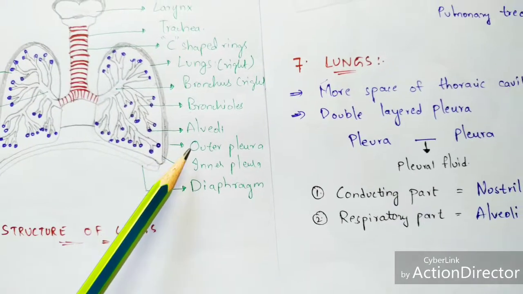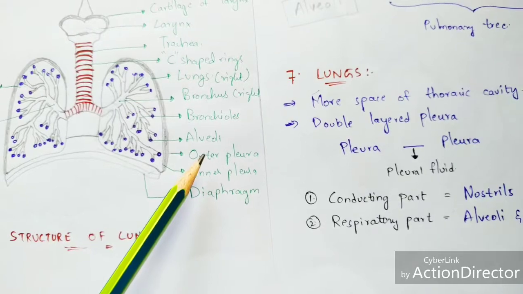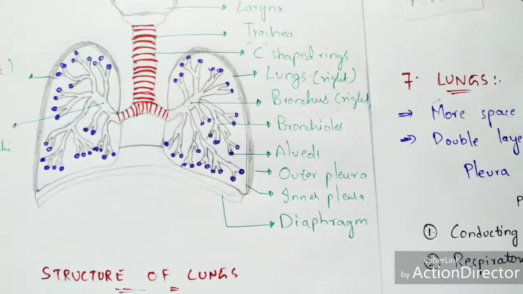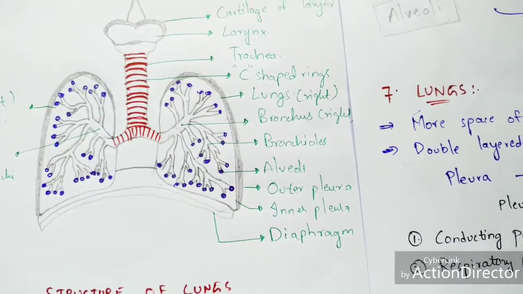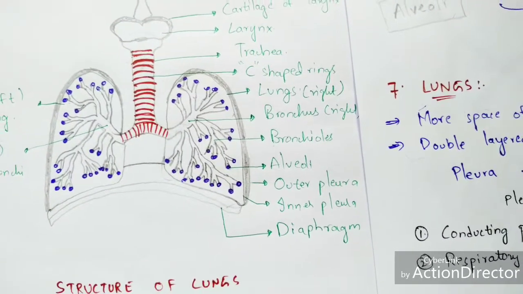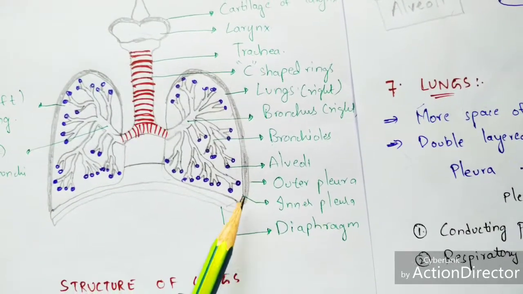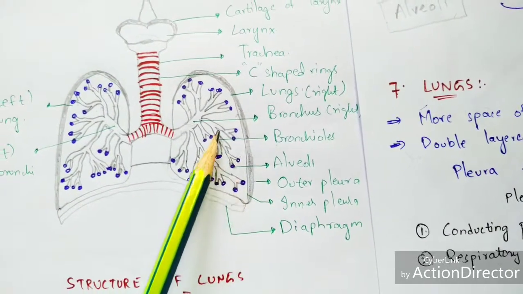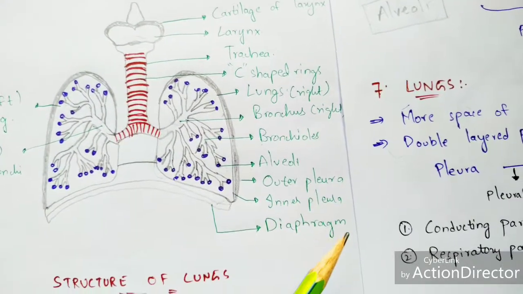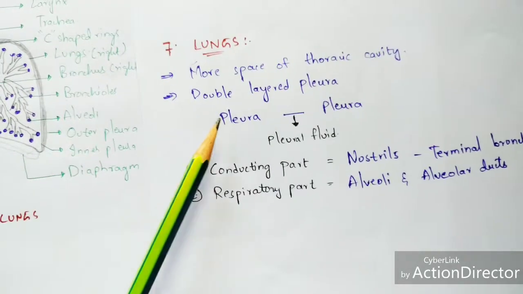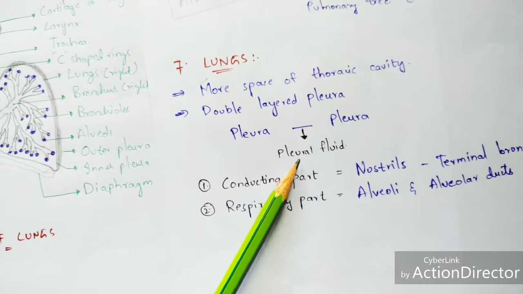So this outer layer pleura and inner layer pleura together consist of the double layered pleura. This outer pleura plays a major role because this outer pleural membrane is in close contact with the thoracic lining, whereas the inner pleural membrane gets directly in contact with the lung surface. In such a way the outer pleura and inner pleura are differentiated, and the gap present between them is filled by pleural fluid.